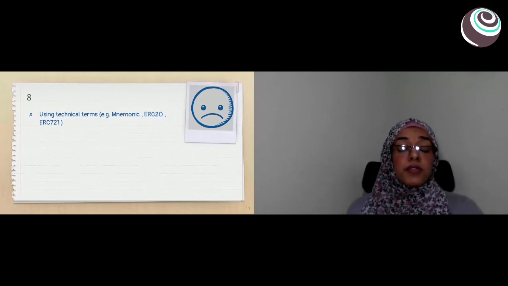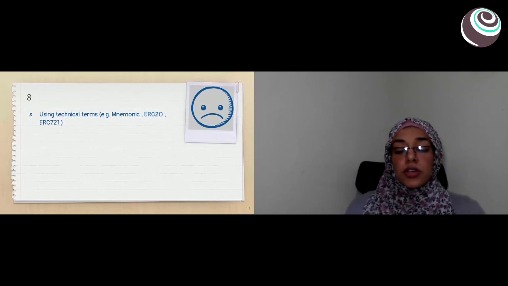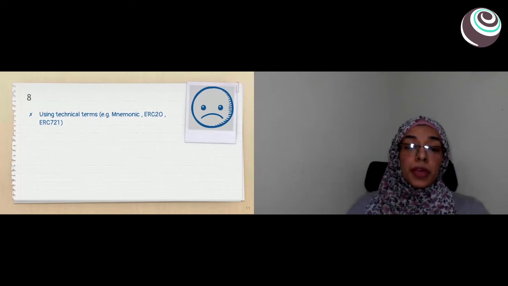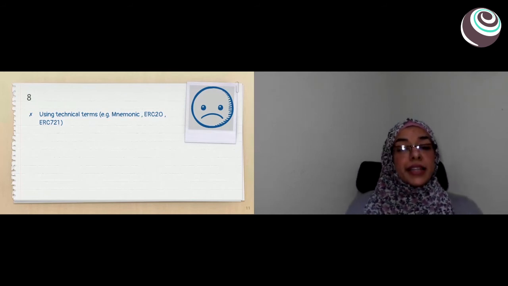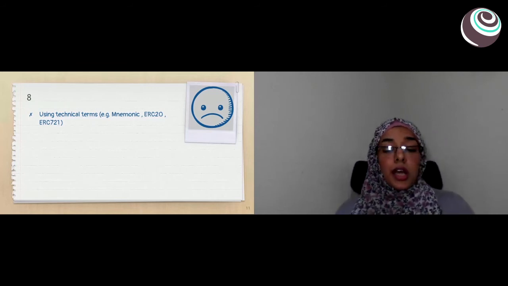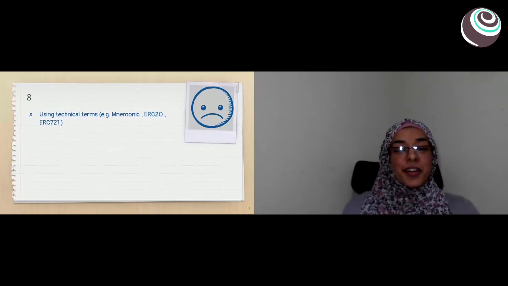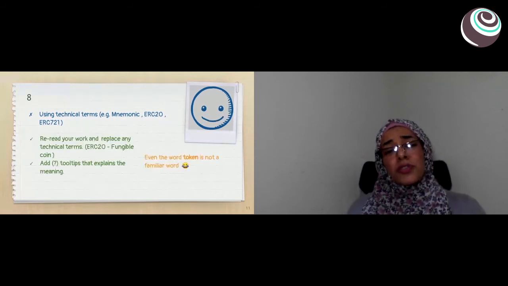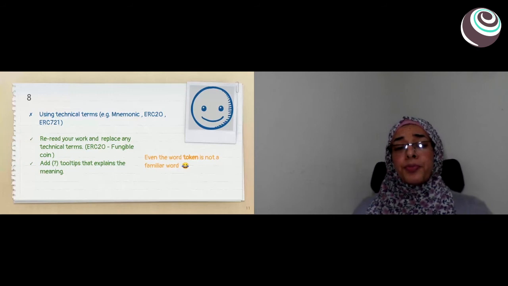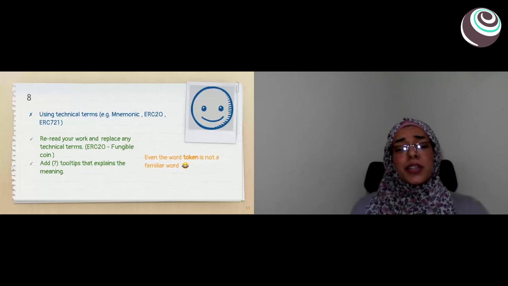So you need to ask yourself, who are my potential users, before using any technical terms? You need to reread your work and replace any technical terms. Instead of ERC20, we can say fungible coin, not fungible token, because even the word token is not a familiar word. If it's hard for you, or you couldn't find a good familiar word, I guess you can add a tooltip that explains the meaning.